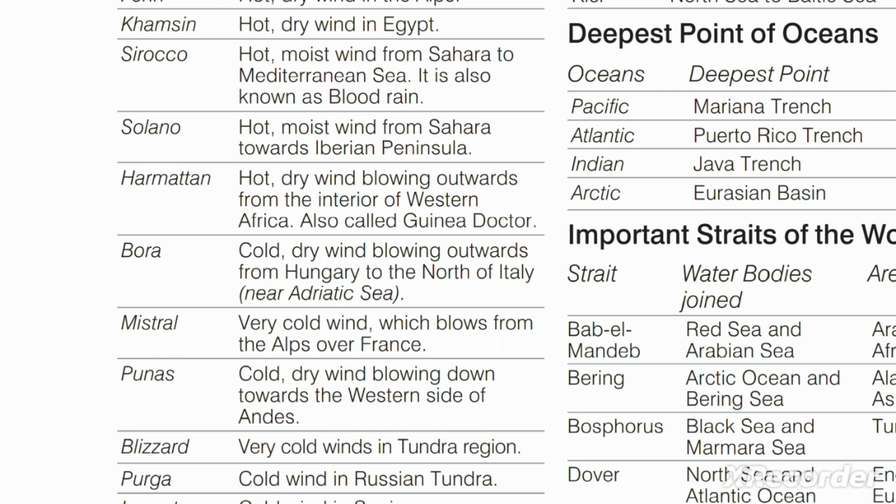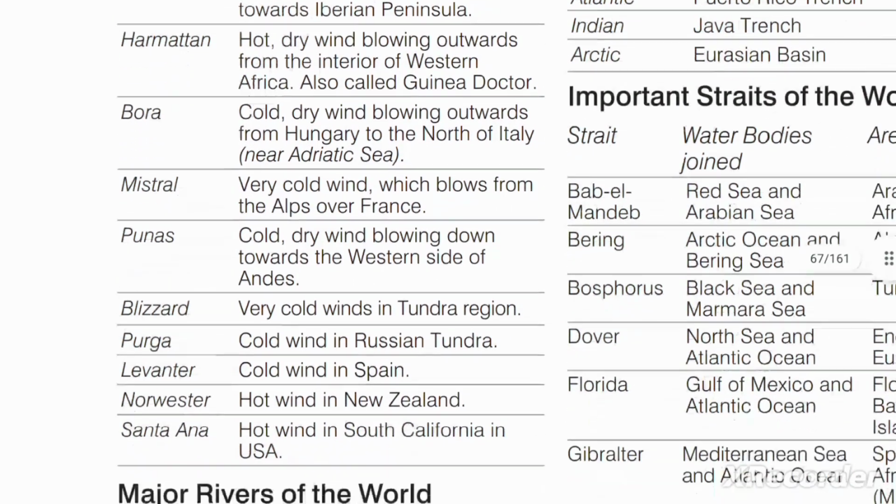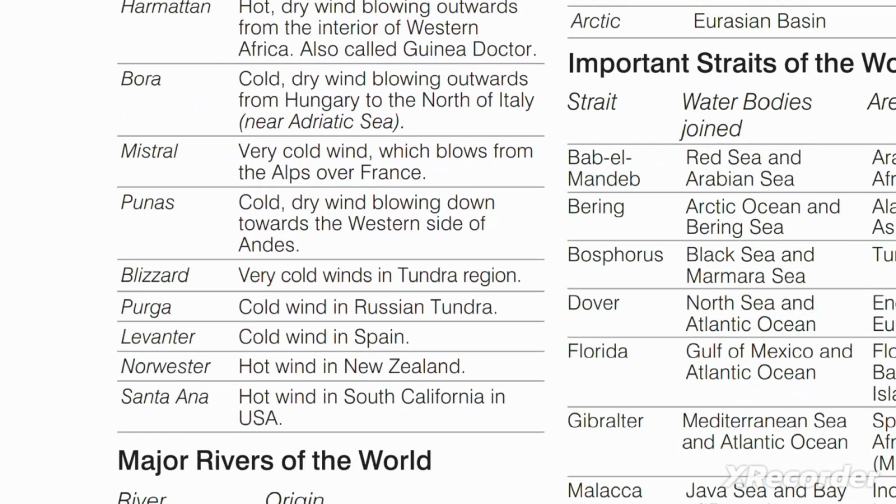Blizzard: very cold winds in tundra region. Purga: cold wind in Russian tundra. Levanter: cold wind in Spain. Nor'wester: hot wind in New Zealand. Santa Ana: hot wind in Southern California in USA.